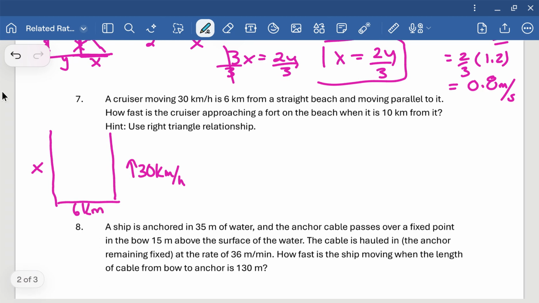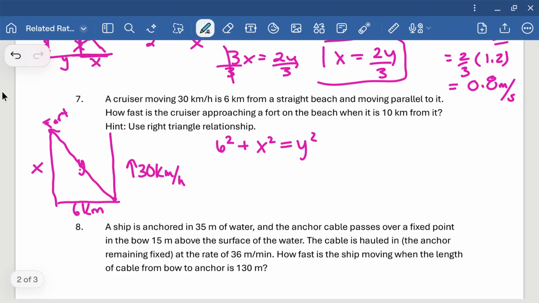It's asking how fast is that cruiser going to approach a fort on the beach when it's 10 kilometers away. So now how we're going to take this question is that your cruiser is going to turn. If there was, say, a fort over here on the beach, the cruiser is going to head towards that fort. So that is our triangle, and that is going to be 10 kilometers away. Now, we're going to pretend for a moment we don't know that value just so we can come up with that equation, and we're going to use Pythagorean theorem. We know a squared plus b squared equals c squared, and in this case, it's going to be 6 squared plus x squared equals y squared.